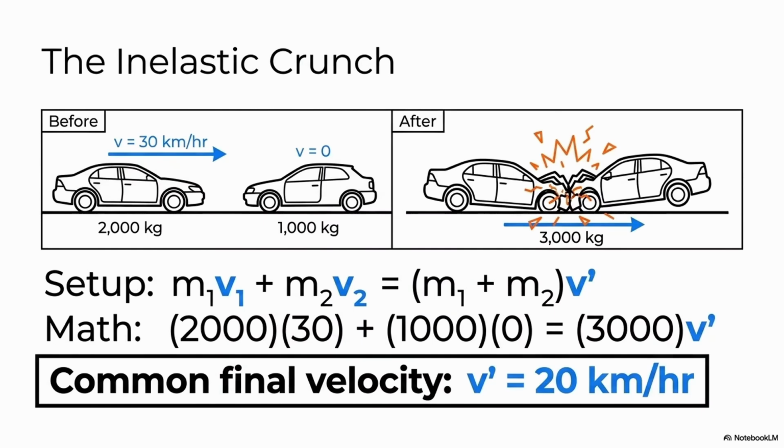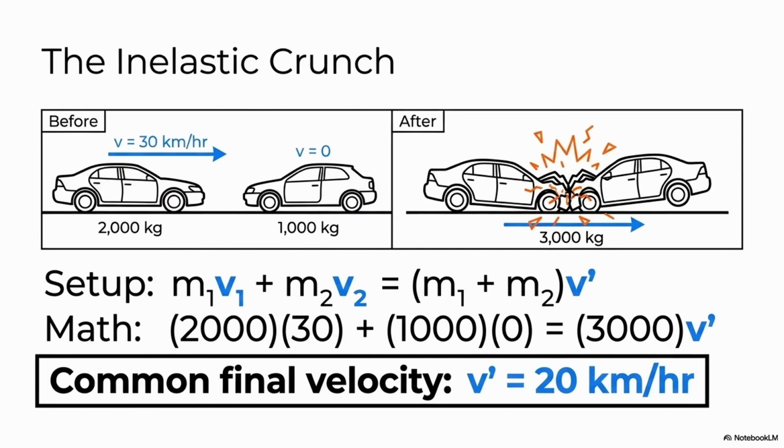The math on the slide shows they lock bumpers, and their mass combines. So 2,000 plus 1,000 equals a 3,000 kilogram entity. And to perfectly preserve that initial momentum, they slide forward together at exactly 20 kilometers per hour. Yep. The kinetic energy was heavily spent crushing the metal and generating heat, but the momentum ledger balances flawlessly. The math works perfectly every single time. That is wild. You just combine the masses and track the currency.